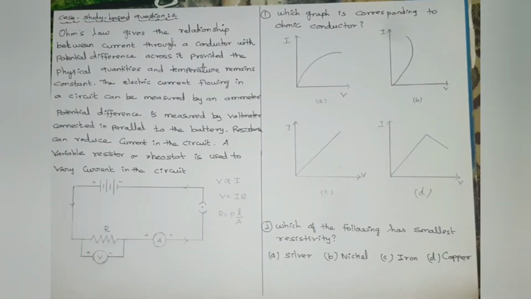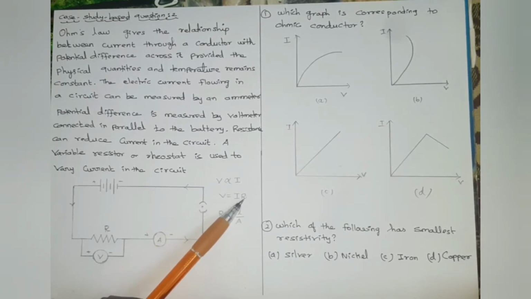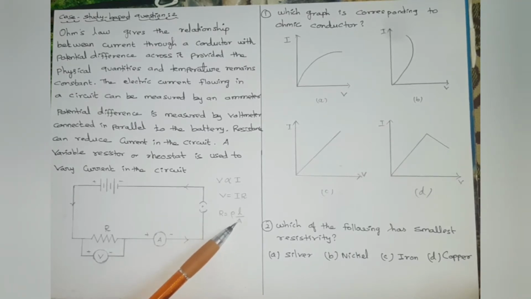Alright guys, as per Ohm's law, we got V proportional to I, and in order to remove this proportionality constant, we introduce a variable, and that variable is nothing but the resistance. So the equation changes to V is equal to IR, and the resistance is equal to rho L by A. Rho is the resistivity, L is the length of the conductor, and A is the area of the conductor. Then let's move to the question.